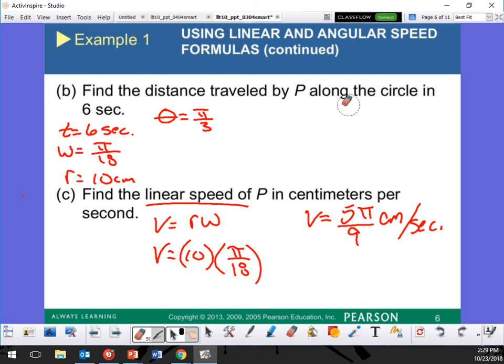So now we have V, don't we? I know I'm looking for S. So back in that formula sheet, I know that V equals S over T. V was 5 pi over 9 equals S over T, and my T is 6 seconds. Now from here, what am I going to do to get my S by itself? Multiply by 6 and you cancel out. So now, can I do any reducing over here also? Yes, I can.